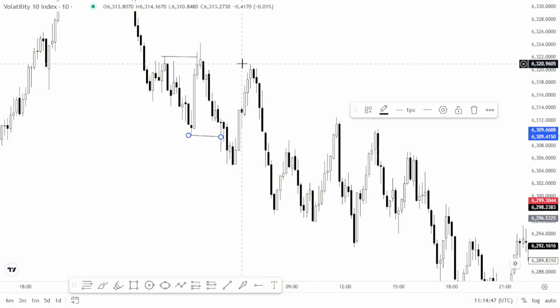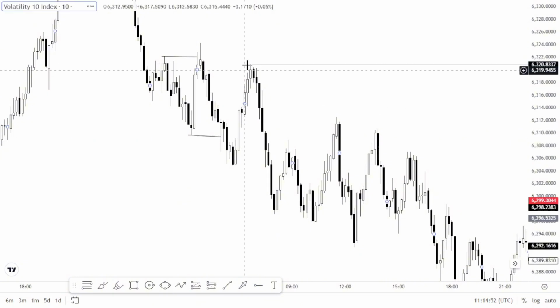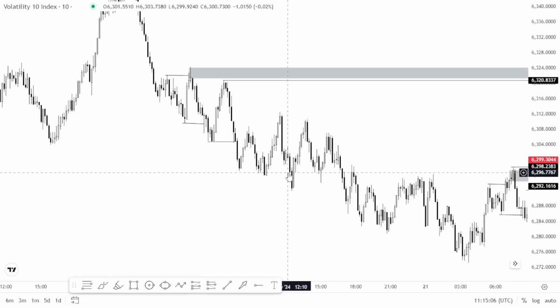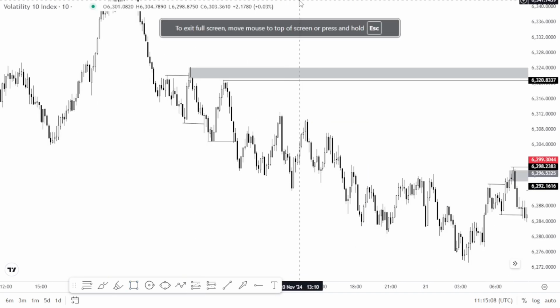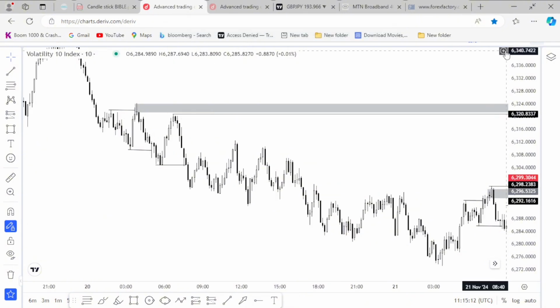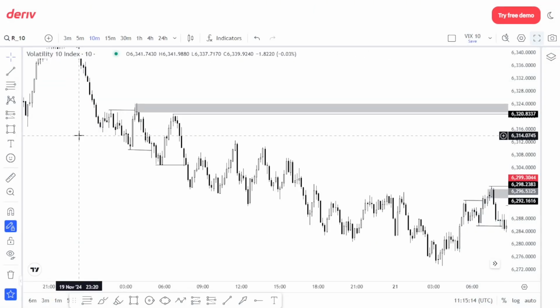Then we'll have a pullback. All right, pullback to that particular area that provides what? Structural liquidity. And then we have a second break of structure. But in this particular case, the market did not actually come back to the point of interest. So the market did not come back to that one. So let's look at the 50. I think 51 seconds. Yeah, I think I had a setup there yesterday. Yeah, let's look at this 51 seconds.